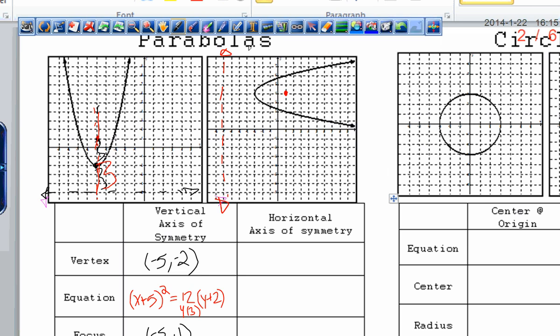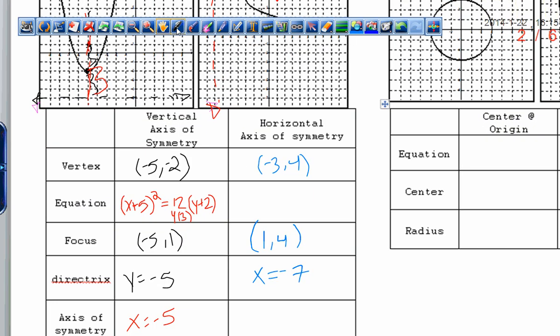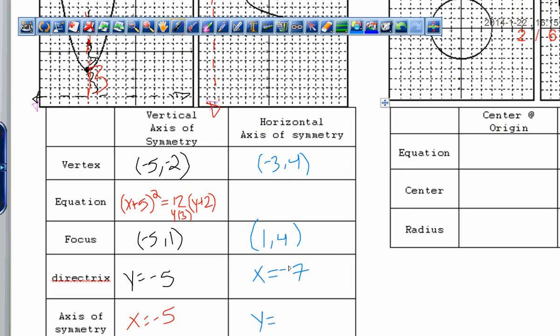Okay, I've had plenty of time. Our vertex is at -3, comma 4. We'll come back to the equation in a second after we work our way through. The focus is going to be at 1, comma 4. Our directrix this time, since it's horizontal, is going to be a vertical line. 1, 2, 3, 4, 5, 6, 7. X equals -7. My axis of symmetry is going to be y equals, because it's horizontal, y equals 4.